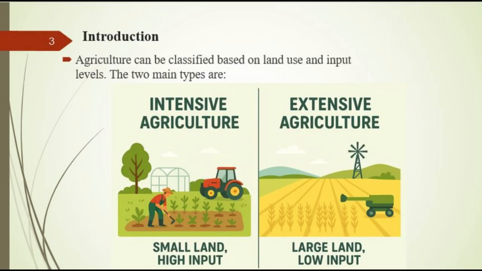Introduction to agricultural systems. Students, farming is practiced differently around the world. Some farmers produce a large amount of food from a small piece of land by using more labor, fertilizers, irrigation, and technology. This is called intensive agriculture. Other farmers use very large areas of land with fewer inputs and less labor. This is called extensive agriculture. The choice between these systems depends on population density, availability of land, climate conditions, and available resources.